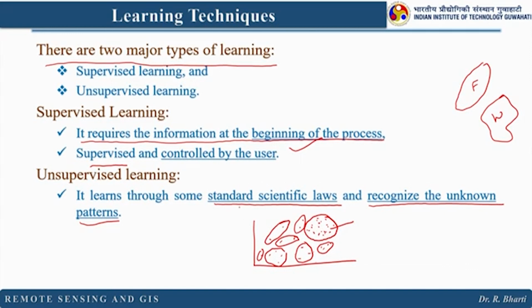So based on some standard scientific laws, it recognizes the unknown patterns. These patterns were unknown before, but once you started the procedure, the system has identified some unknown pattern and has grouped them into a few categories or classes or clusters, right?